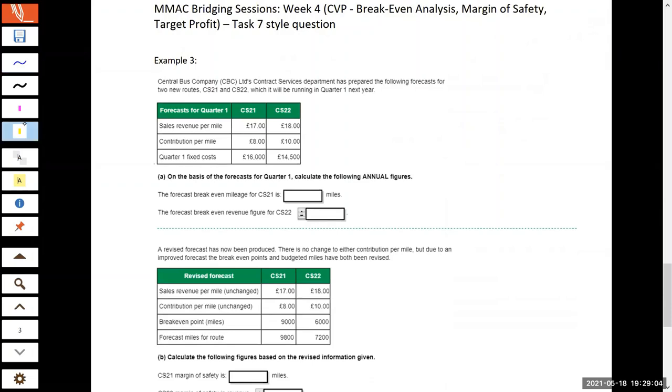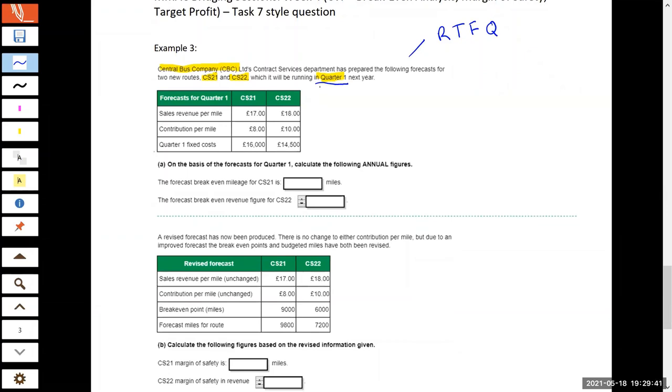So I'll put the question to the class. The Central Bus Company, CBC, Contract Services Department has prepared the following forecasts for two new routes, CS1 and CS22, which will be running in quarter one. Beware of the examiner being difficult. For all those that have had Tim, he uses this brilliant phrase, RTFQ, with F usually standing for full, but can mean something else if you get quite angry. This is for one quarter, but they're asking, on the basis of quarter one forecasts, calculate the annual figures.